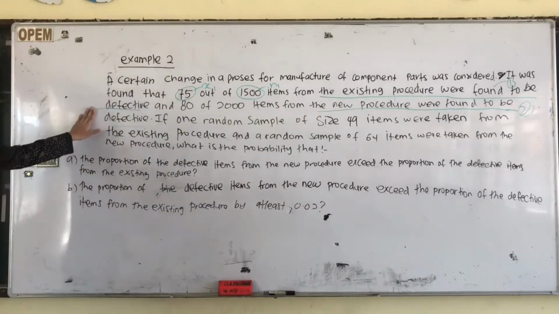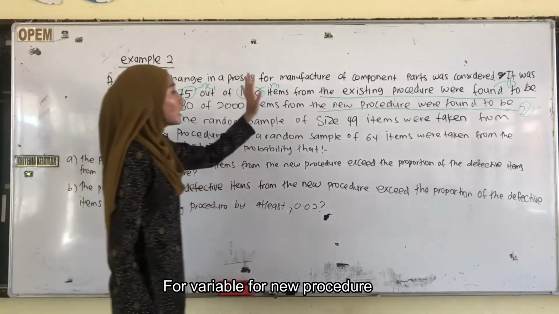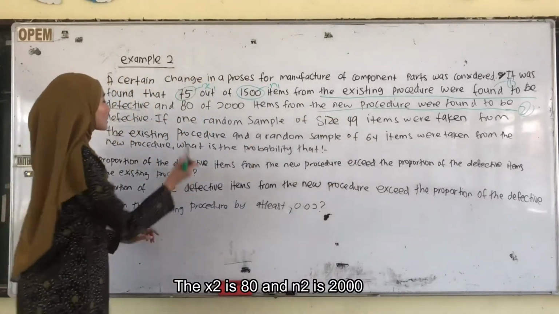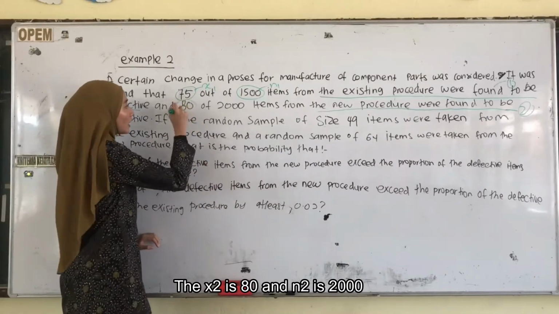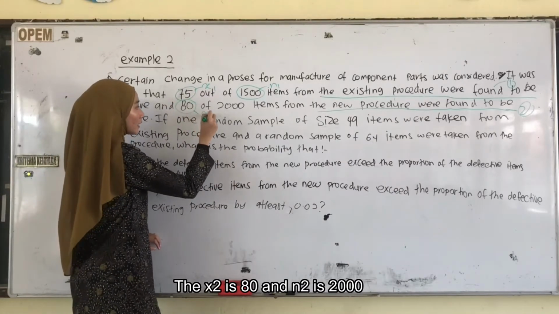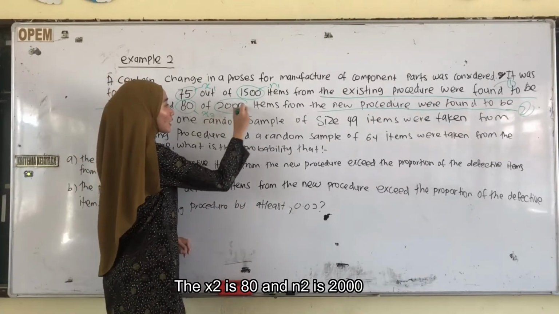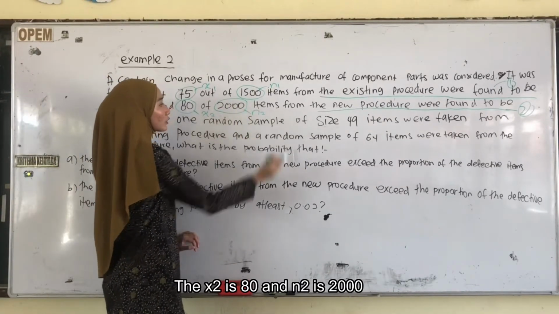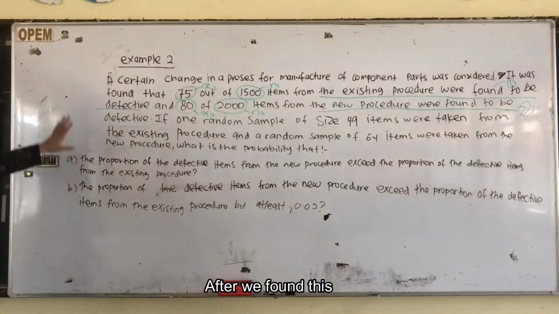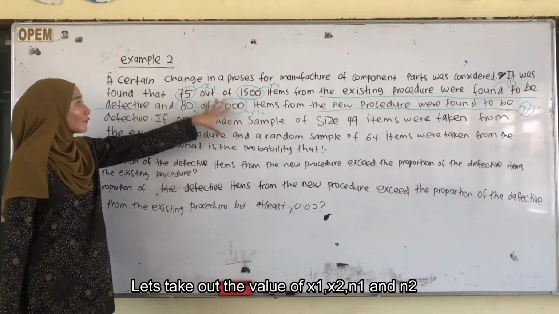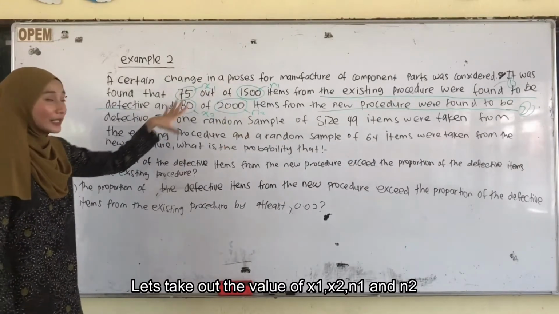Okay, for the variable, the new procedure, the S2 is 80, and the N1 is 2000. After we found this, we must take out the value of S1 and N1, S2 and N2.